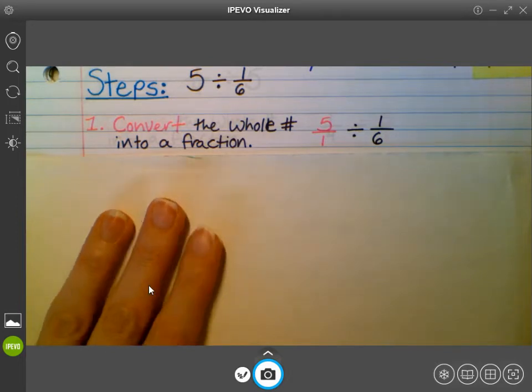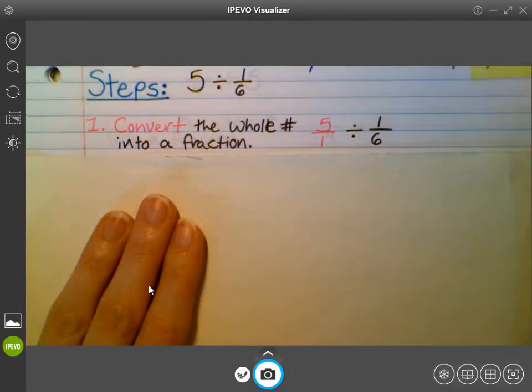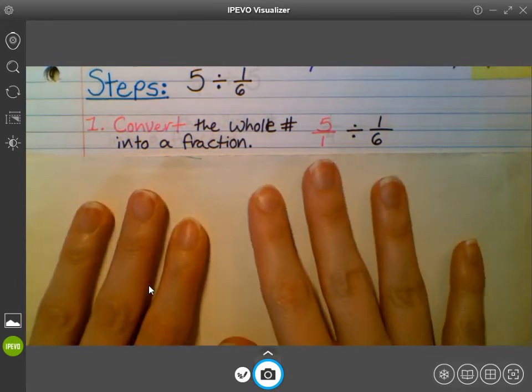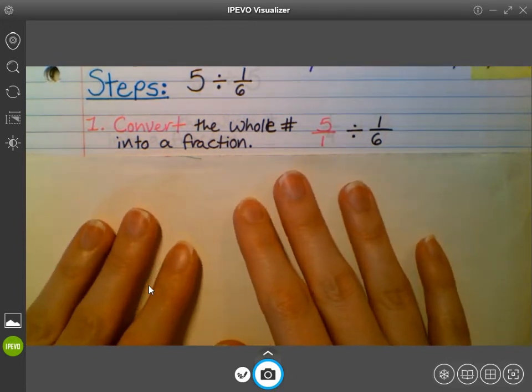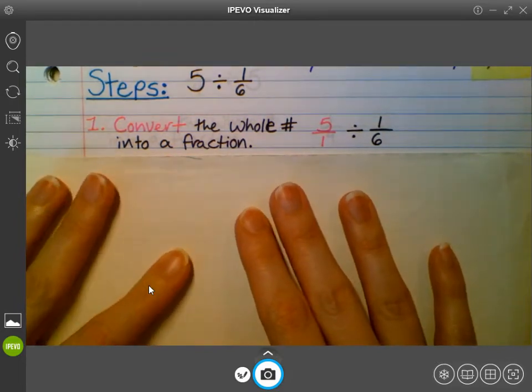So again, if we didn't have a whole number we were dividing here, we would skip this step because there would be no whole number to convert. We would just skip it and move right on to step 2. So step 2, you might think, well, Miss E, why do you have to say step 2? And I'll explain why after we go through all the steps.